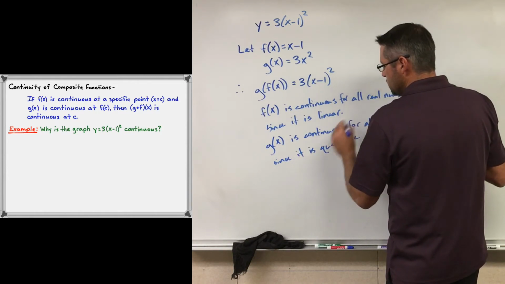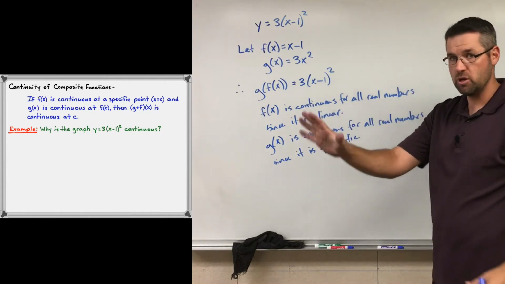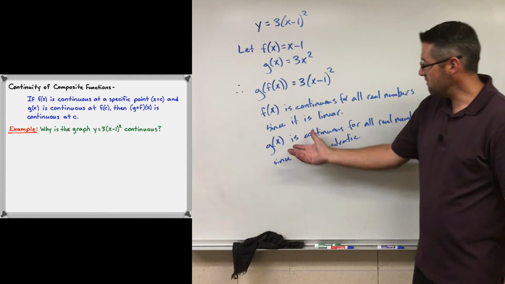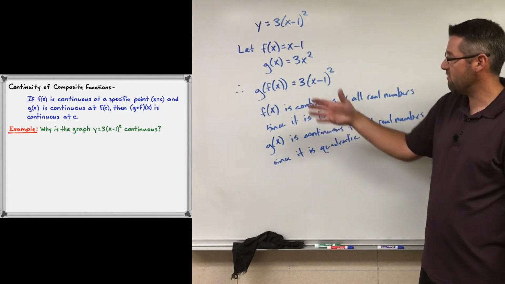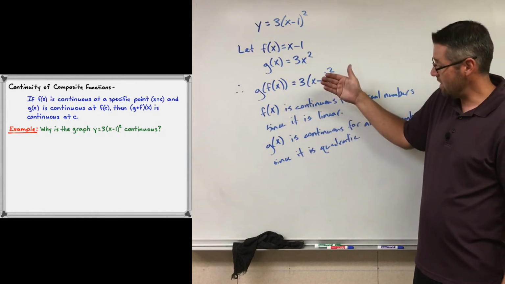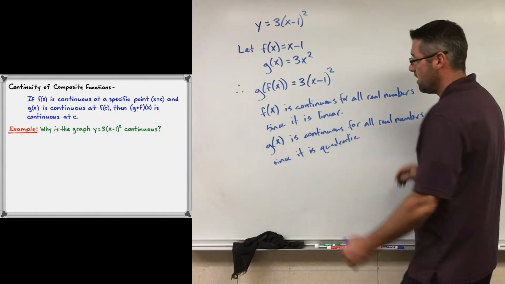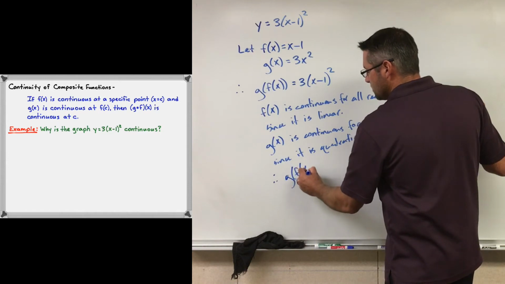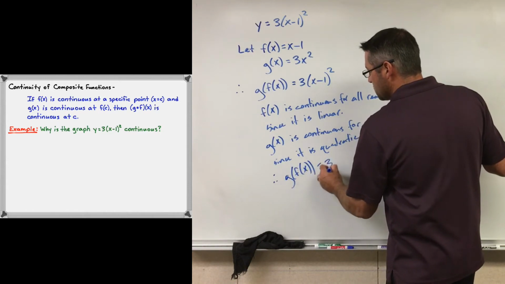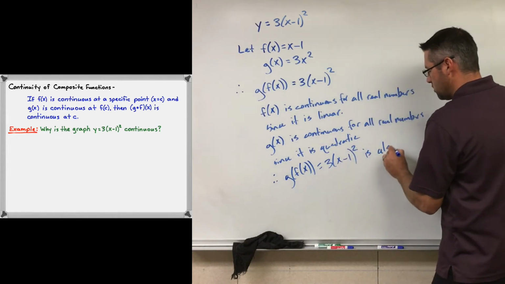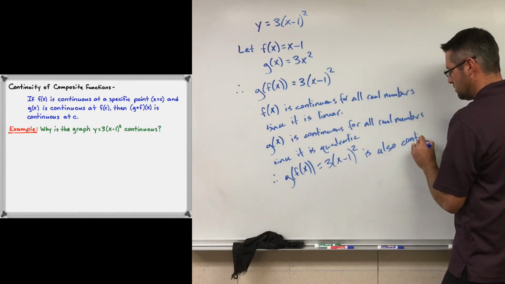Okay? So since f of x is continuous for all real numbers, that means we're going to get answers out every time. And then g of x is continuous for all real numbers, so whatever numbers I get out for f of x, I plug into g of x, and we know that that's continuous as well. Therefore, g of f of x, which equals 3 times (x minus 1) squared, is also continuous.